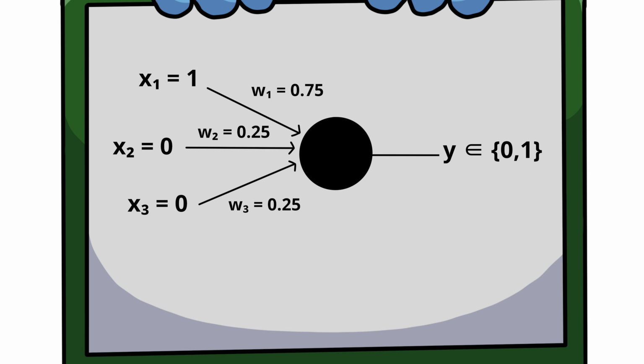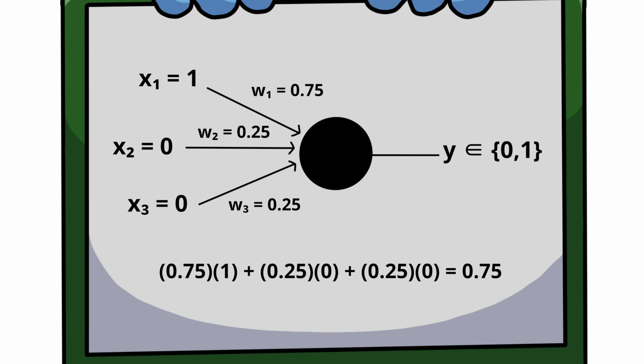For example, we can test if x1, x2, and x3 are true or not. We get 0.75 times 1 and 0.25 times 0 twice, which is equal to 0.75. 0.75 is greater than our threshold of 0.5, so we get an output of 1, or true.